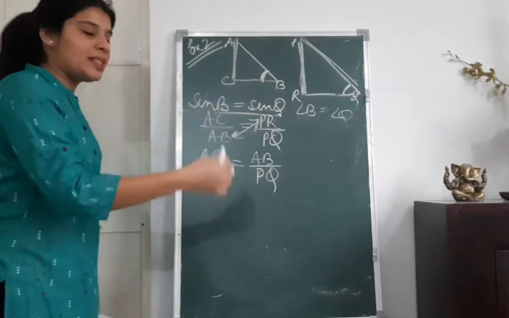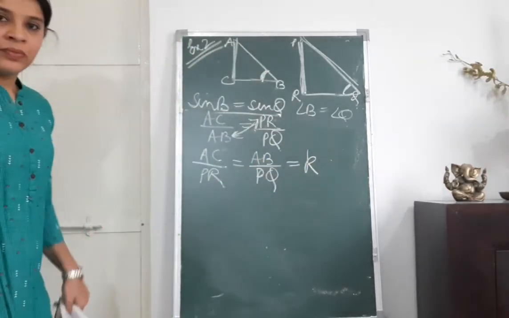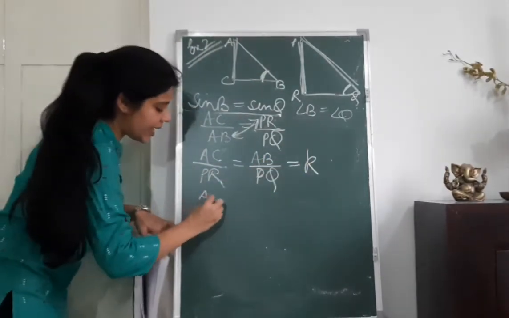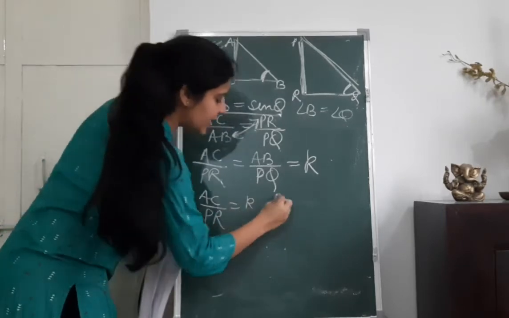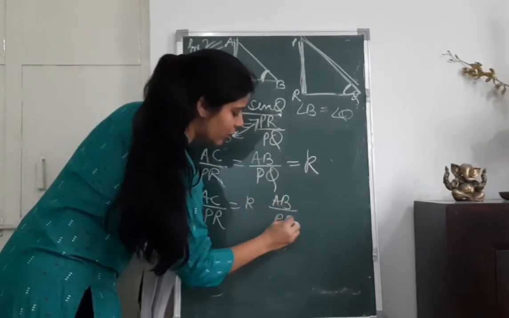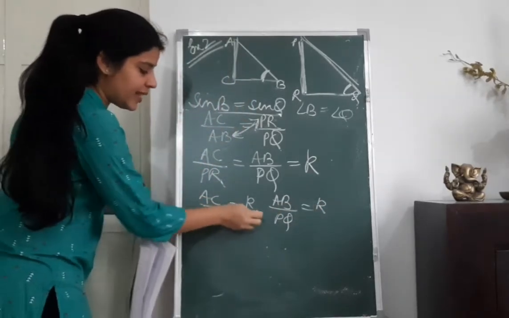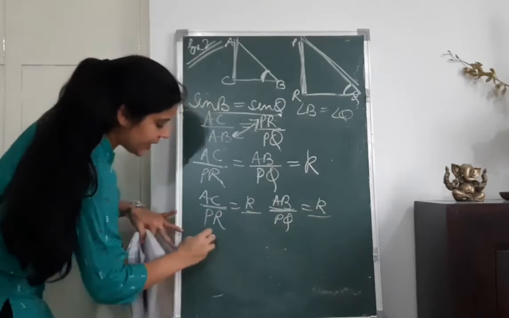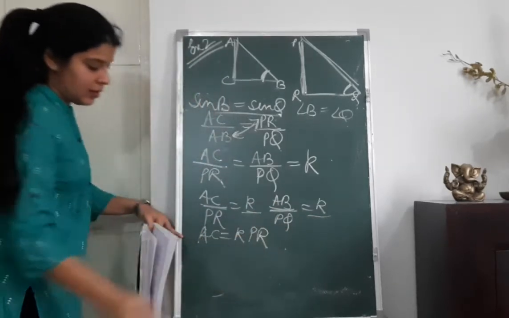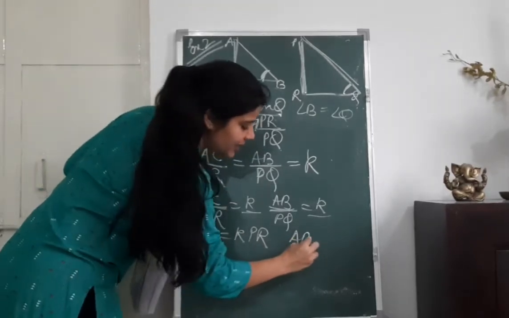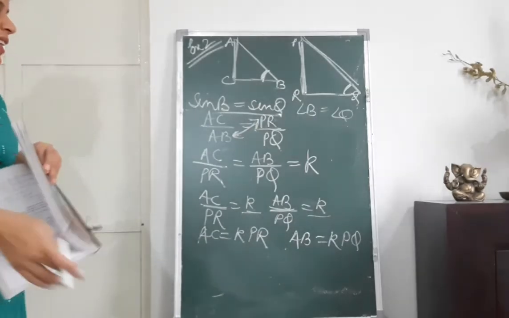Now let us suppose that this is equal to some number. Then I can say AC upon PR is also equal to K, and I can say AB upon PQ is also equal to K. So, using this and using this, can I say AC is equal to nothing but K times PR? And similarly, AB is equal to nothing but K times PQ? Right? This is very important.